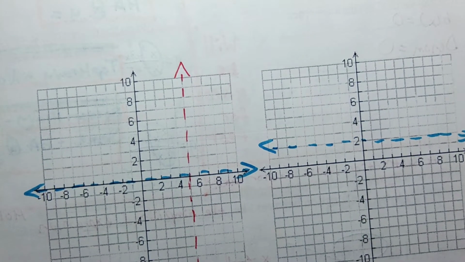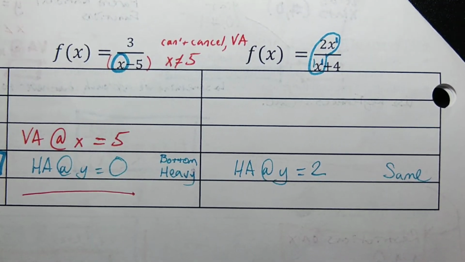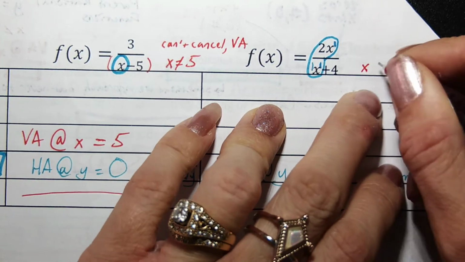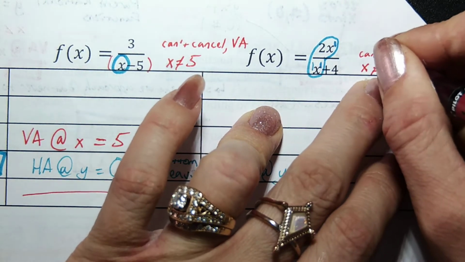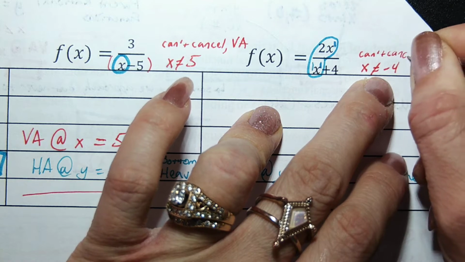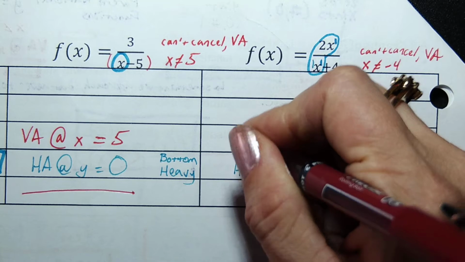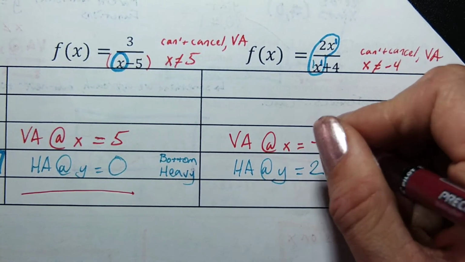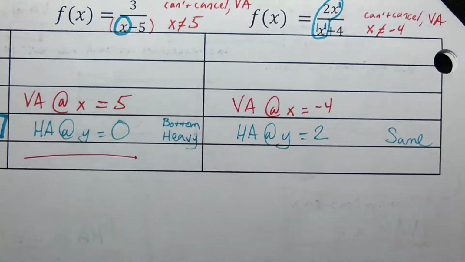Let's go ahead and look at our next one. What restrictions do we have on x on the next one? Can't be -4. Will that cancel or not? Nope. So can't cancel. So we're stuck with that restriction as a vertical asymptote. So a vertical asymptote at x equals -4. Go ahead and draw in that vertical line on your graph.